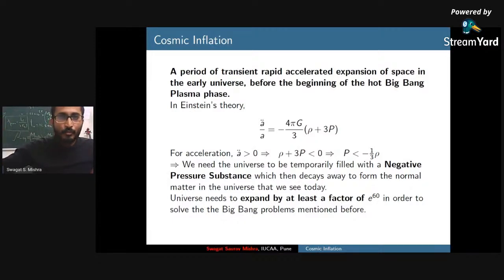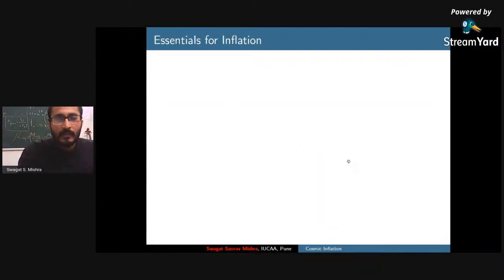Okay, so that is why it is called inflation, not just any acceleration. Okay, it's really inflated. And then it solves all the problems. Great. We call this e to the power 60 times as 60 e-foldings. So if you ever go to a talk and you always hear e-foldings, this is what they mean, e to the power 60. Fine.